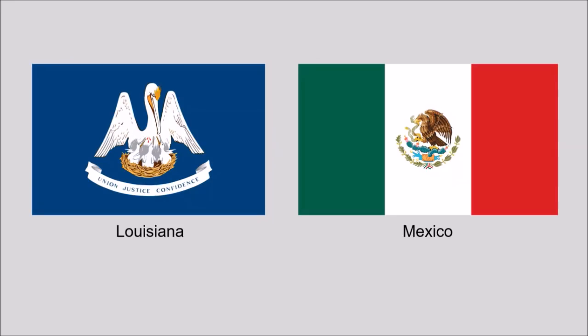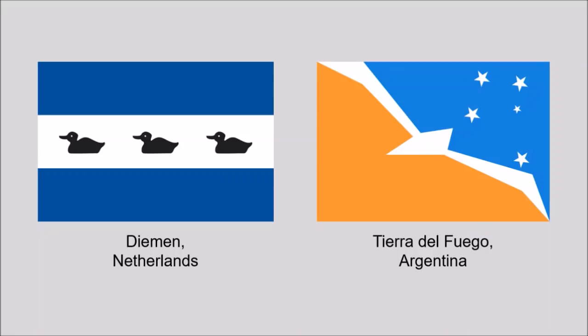Some other examples of realistic imagery that doesn't really work. This flag of Louisiana, a fairly realistic depiction of the bird and its chicks. Mexico is even worse. Actually it's quite small, so maybe you can't see it very well, but there's quite a realistic image of a bird on there. A more stylized bird is going to look better on a flag.